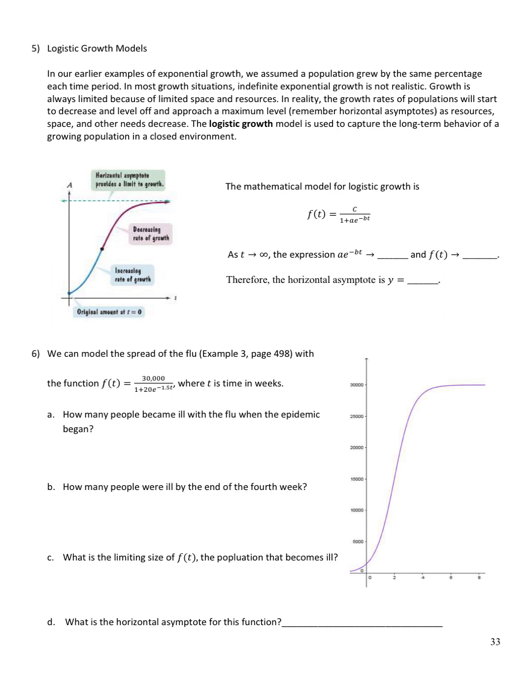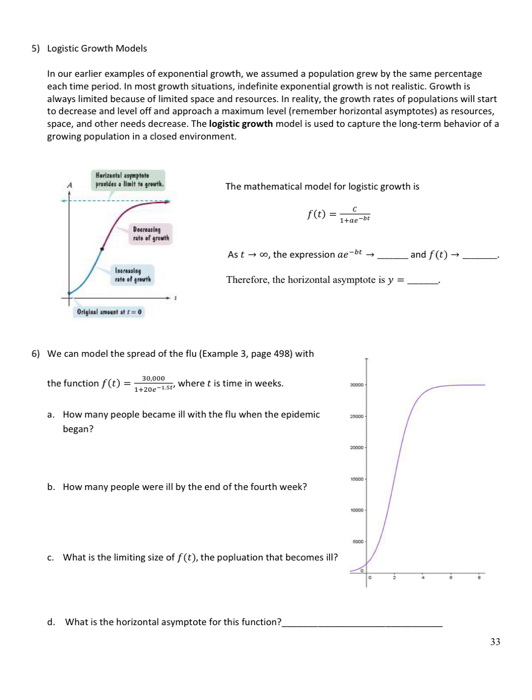Number 5, logistic growth models. In our earlier examples of exponential growth, we assumed a population grew by the same percentage each time period, but in most growth situations, indefinite exponential growth is not realistic. Growth is always limited because of limited space and resources. In reality, the growth rates of populations will start to decrease and level off and approach a maximum level. So this would be a horizontal asymptote, as resources, space, and other needs decrease.